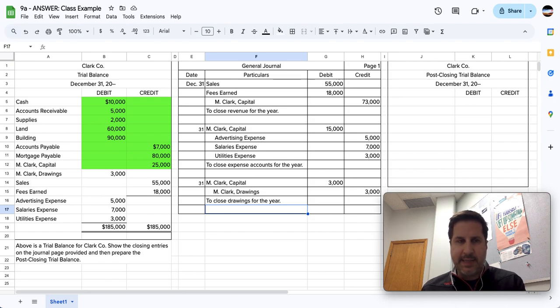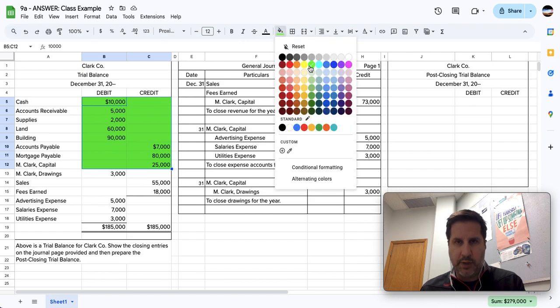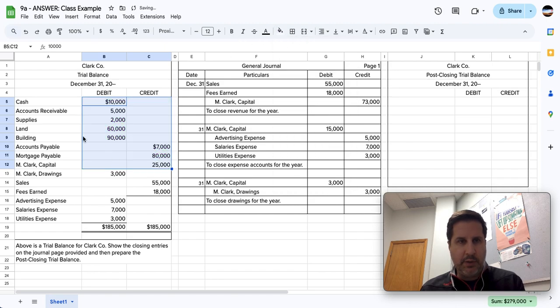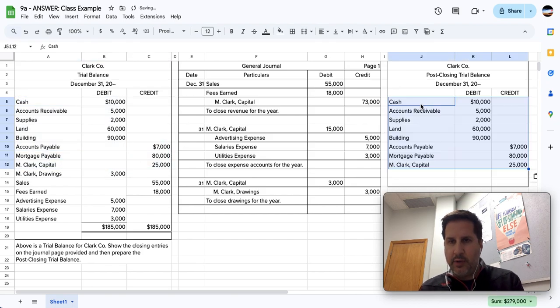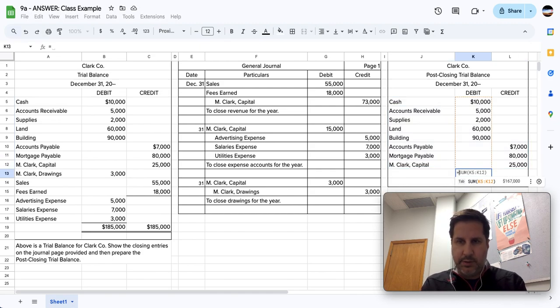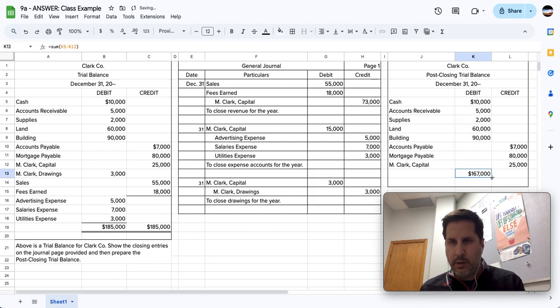And all I'm left with is assets, liabilities, and owner's equity. So I'm going to take this color away now because I'm just going to show you very quickly the last step we do. So now we do a post-closing trial balance. And these are the only accounts that are going to be left over. And you'll see this isn't going to balance right now. So I'll add these up. And they don't balance out.